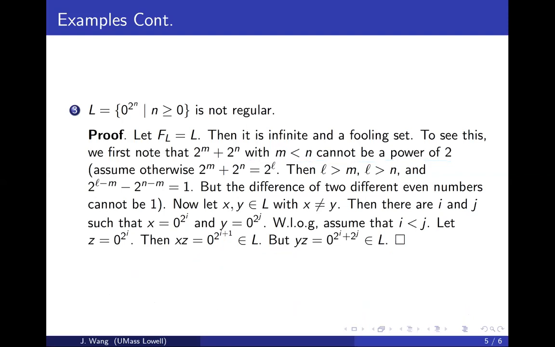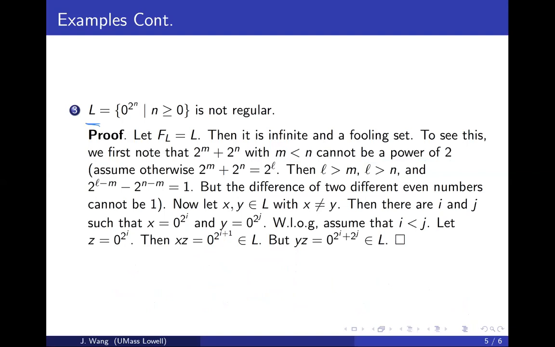So now we want to show that L itself is a fooling set. It is infinite, obviously. To show that it is a fooling set, we let any strings x and y in L, with x not equal to y, then there are i and j such that x is 0 to the 2 to the i and y is equal to 0 to the 2 to the j.